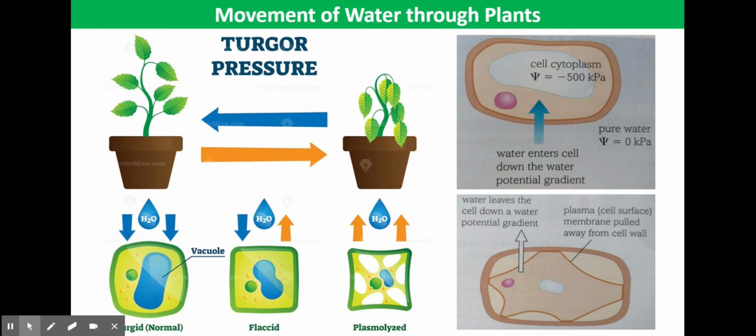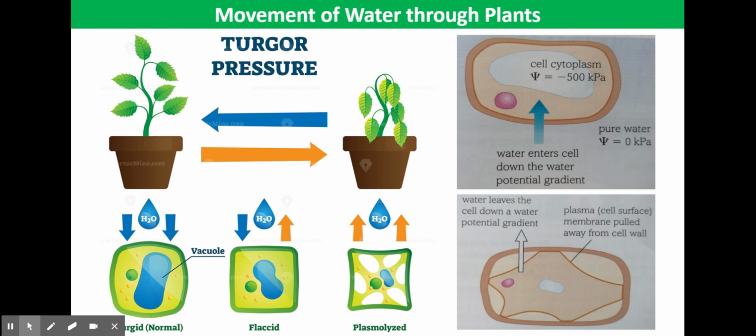Secondly, we're going to focus on water loss. If a plant cell is placed in a salt solution with a very negative water potential, then it will lose water by osmosis. This is because the water potential of the cell is less negative, or is higher, than the water potential of the solution. So water moves down the water potential gradient out of the cell.